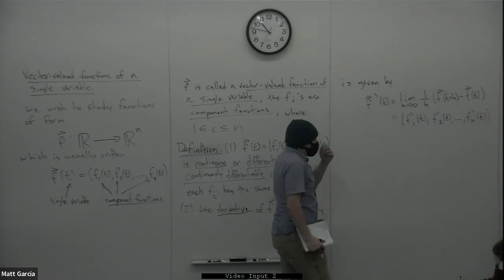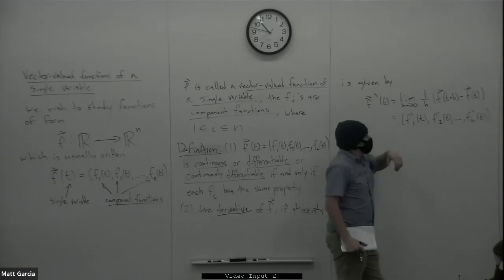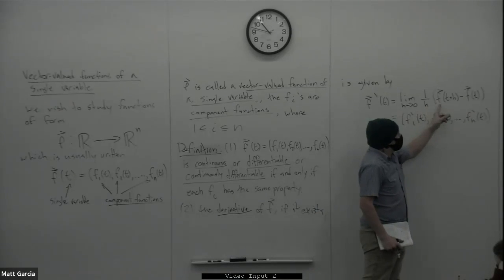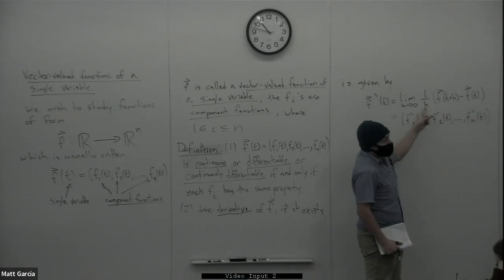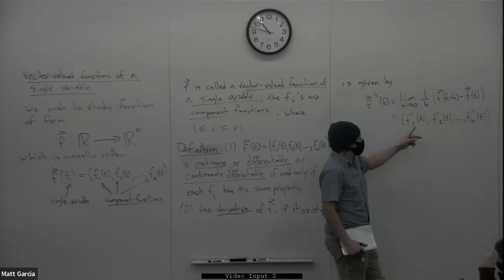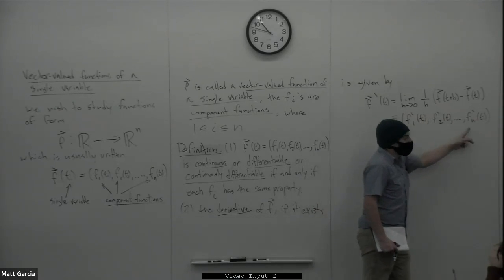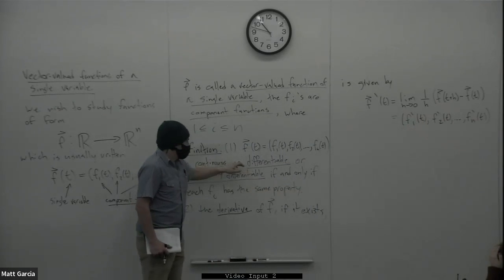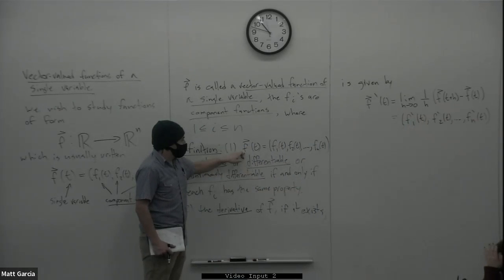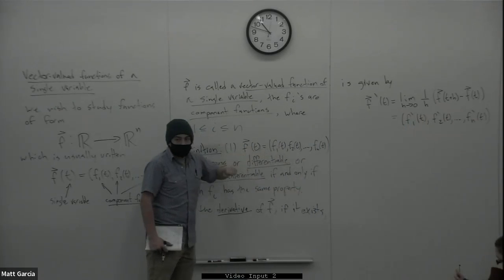That is to say, if you write this out explicitly in coordinates, you get f1 of t plus h minus f1 of t divided by h. That's just the formula for the derivative of f1. You get that for each component. This reiterates what I was just saying about f hat of t being differentiable if and only if each of the components is.